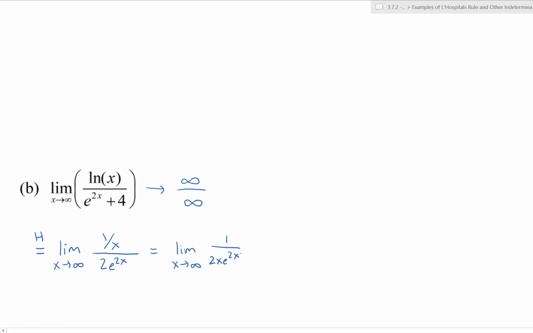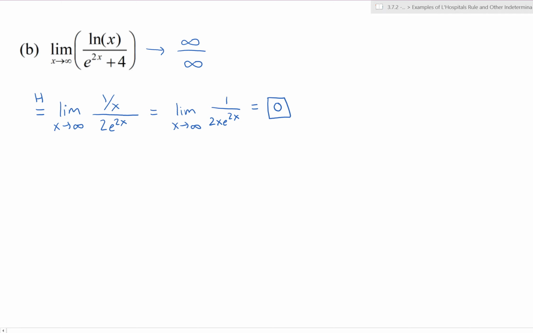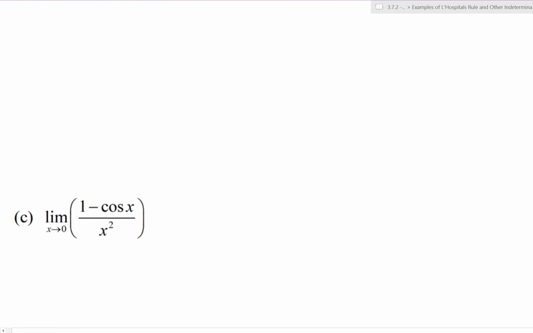And as x goes to infinity, that denominator goes to infinity. So in this case, the limit is 0 once again. Another example, but in this case, an infinity over infinity situation. Let's look at one more before we look at the other indeterminate forms.